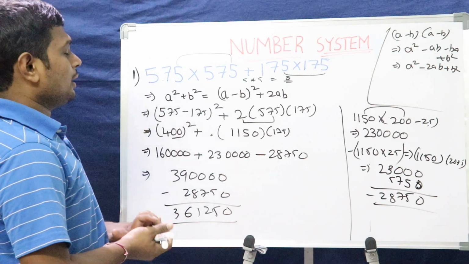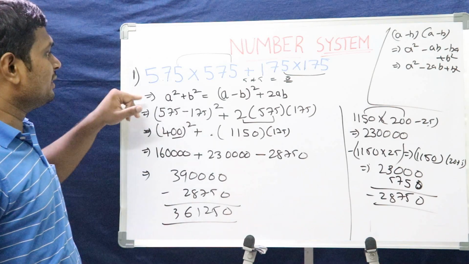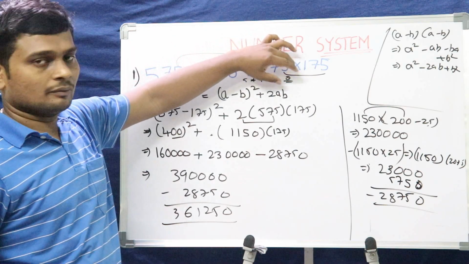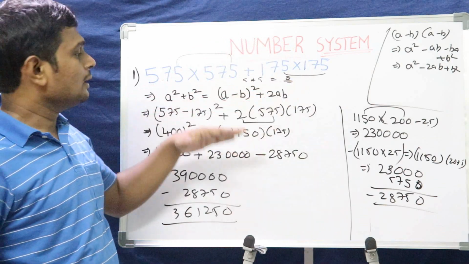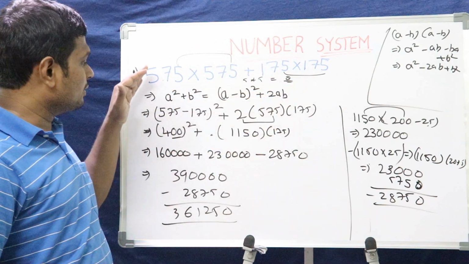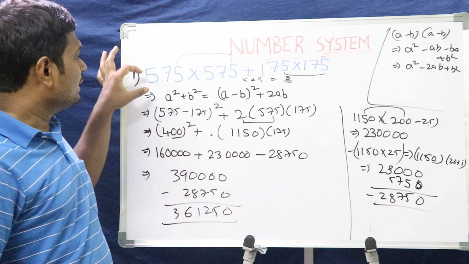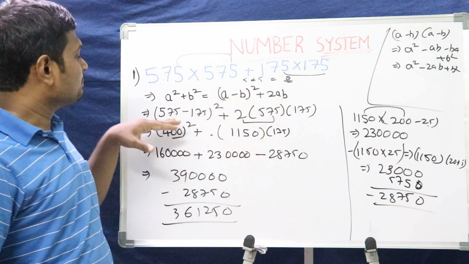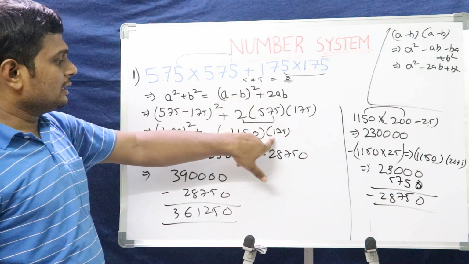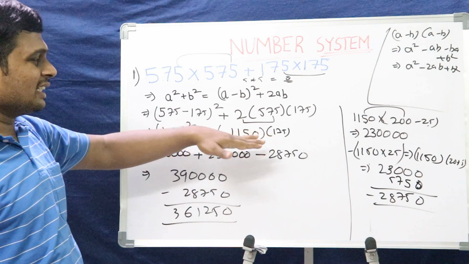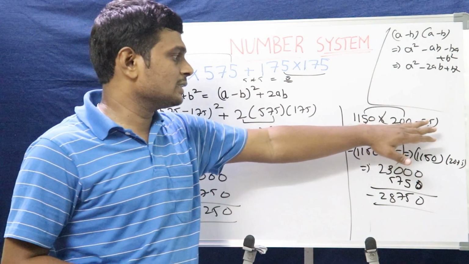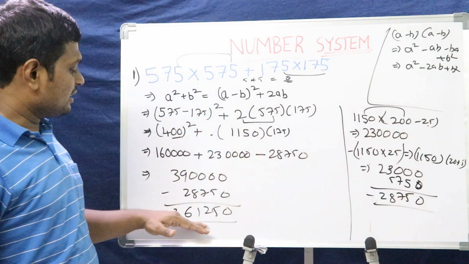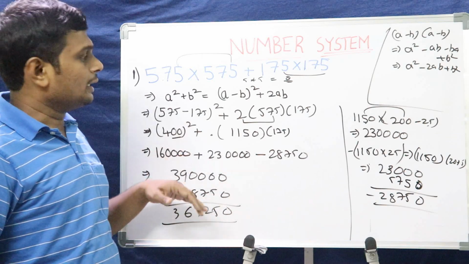This is the answer. Okay, let me recap how we solved this one. First of all, we calculated the unit digit. If we have only one option with the unit digit 0, that is the answer. If we have multiple options, we need to solve the problem using the simplification method. This is in the format of a square plus b square, so I wrote a minus b whole square plus 2ab and then simplified. Instead of multiplying in the traditional way, I rounded off to the nearest zeros and multiplied, and the final answer is 3,61,250. I hope you understood it.